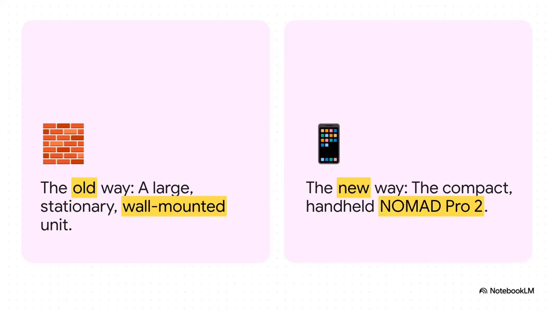But what if it looked like this instead? I mean, look at the difference. On the left, you've got the old way. And on the right, that's the Nomad Pro 2. This is way more than just a smaller machine. It's about completely untethering the X-ray process from the wall and putting all that power right into the operator's hands.